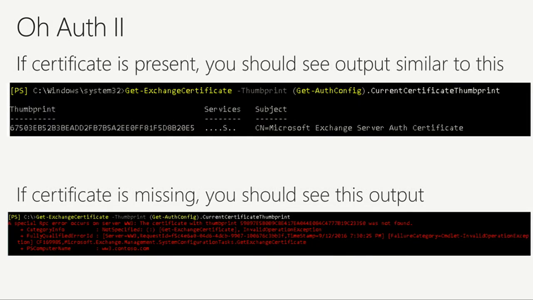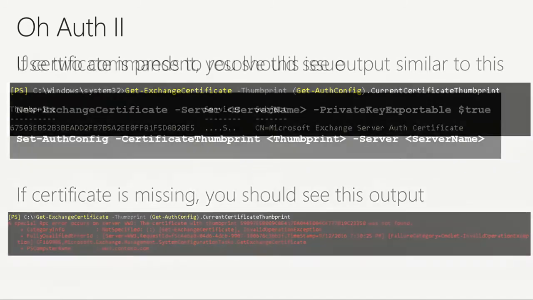If your certificate is present, you'll see this output. If it's missing, you'll see that output. Either way, you're using Get-ExchangeCertificate. So if it's missing and you get the error message, how do you fix it? Well, like I said, super simple.